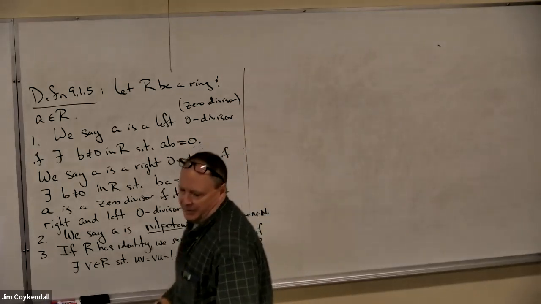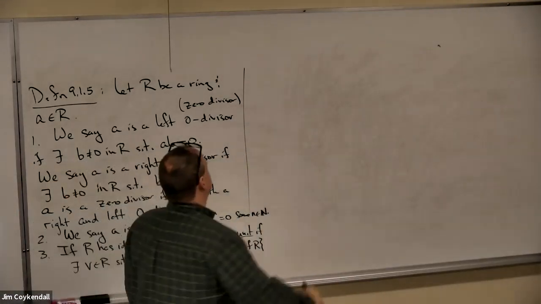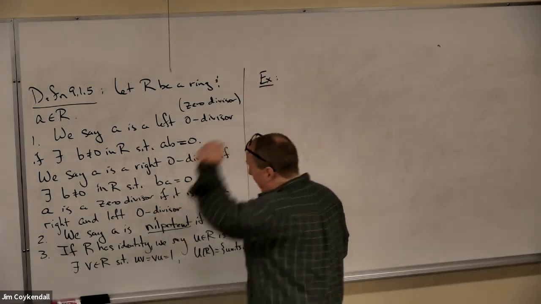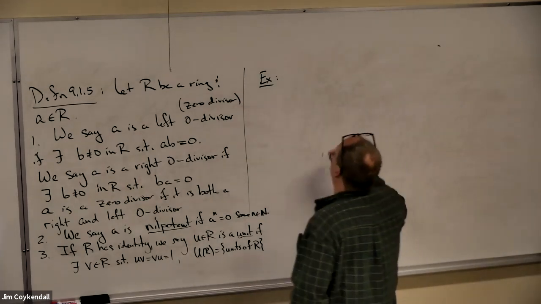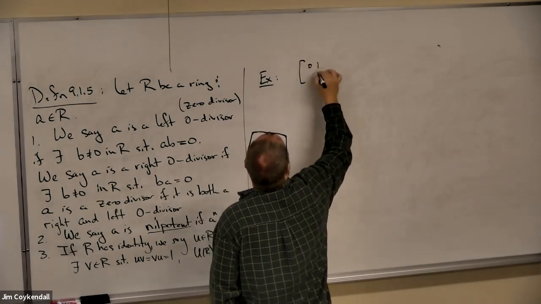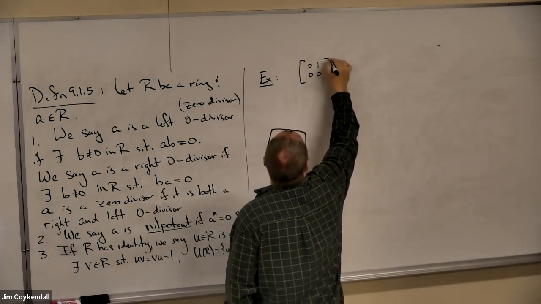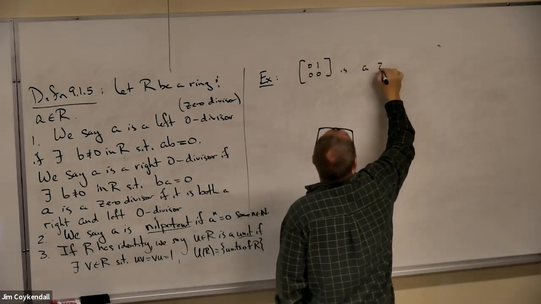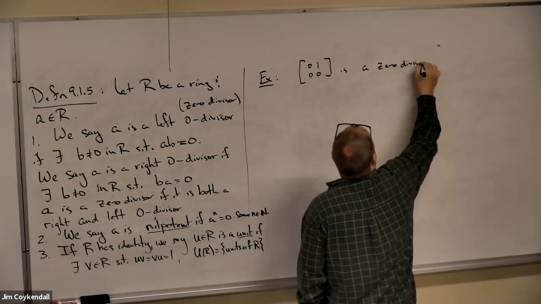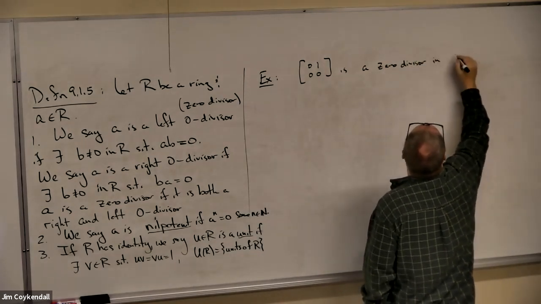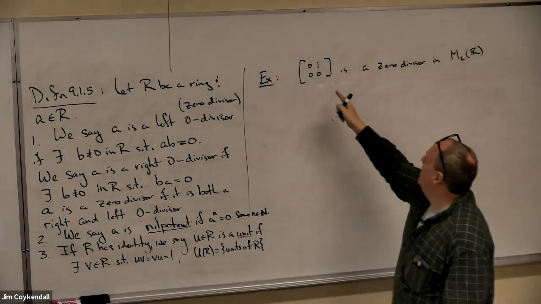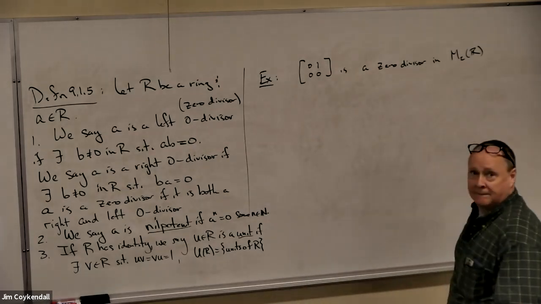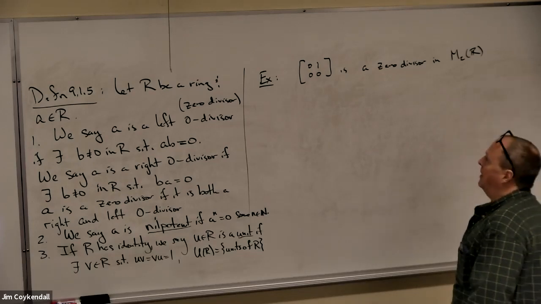Okay, so let's look at some examples here. Let me point out that these are 2x2 matrices with real coefficients. This is a zero divisor. Right? Can anybody think of something that you can multiply by to get zero?